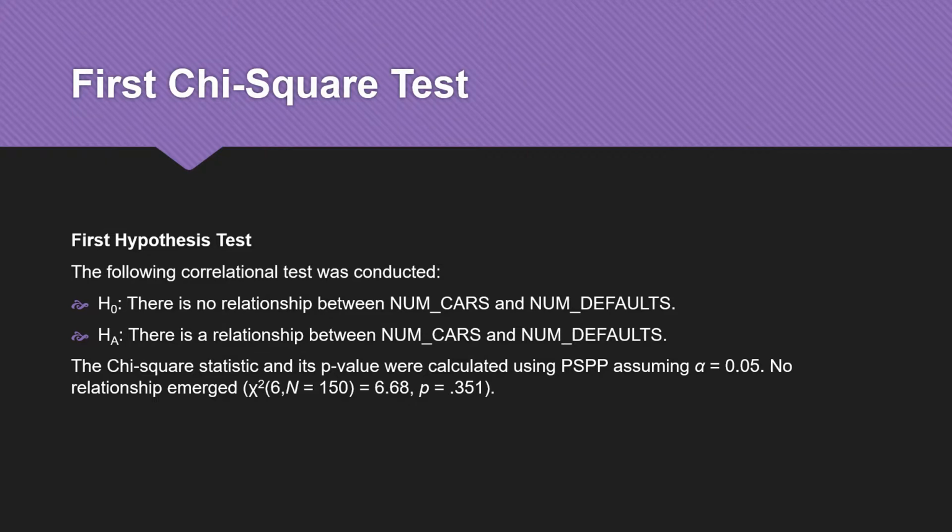As you can see from the results, there was no relationship. Assuming an alpha of 0.05, no relationship emerged. Our chi-square had 6 degrees of freedom, our population was 150, and our chi-square result was 6.68. Our p-value was much higher than our alpha of 0.05. So in this case, we will accept our null hypothesis, and there is no need for a strength test for this particular test.